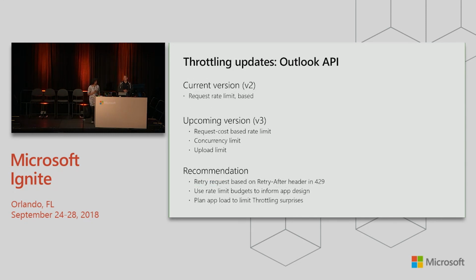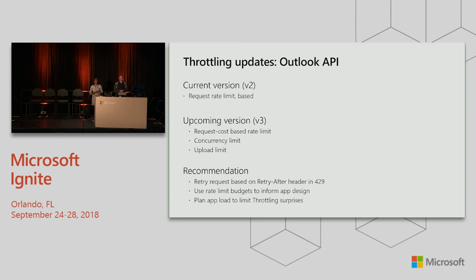So here are the throttling updates that I promised. The current version of throttling that we have for Outlook APIs, we call it version 2, and it is based off of what is called request rate limit. It allows up to 10,000 requests per 10 minutes. Although it's a very simple model, there is room for improvement. For example, it does not take into account the cost of a request. It doesn't reflect the amount of work that the service does in order to process this request. So that's one thing that could be improved.